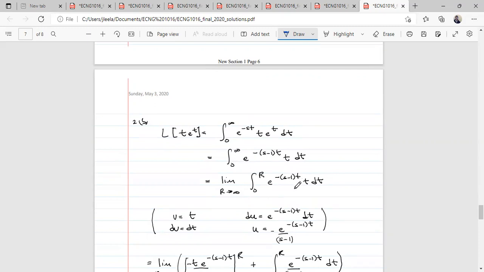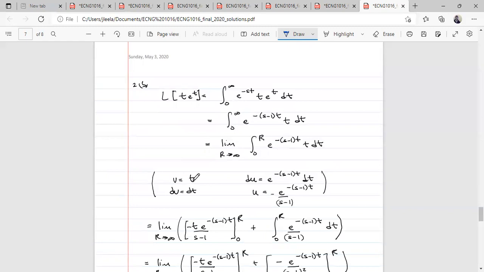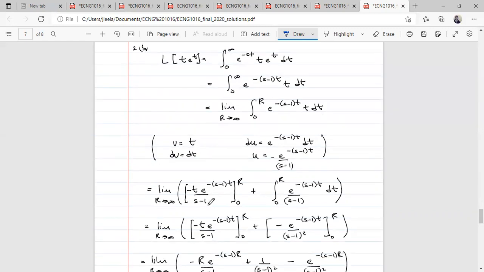So you use your integration by parts. Let v equal t. And du is e to the minus (s minus 1)t. So therefore dv will be dt. And u will be e to the minus (s minus 1)t over s minus 1. But this is negative (s minus 1), so you have a negative on the outside. So uv will be t e to the minus (s minus 1)t over s minus 1. And then u dv will be minus, which is plus, e to the minus (s minus 1)t over s minus 1 dt.